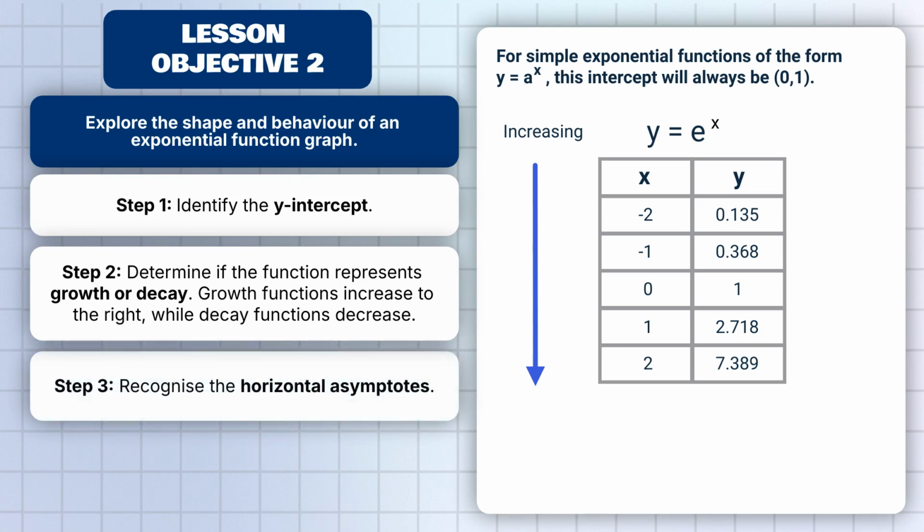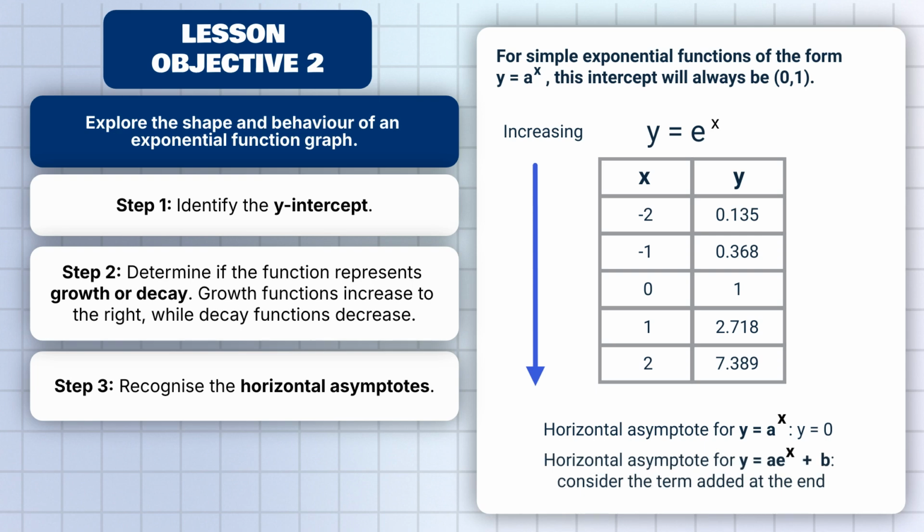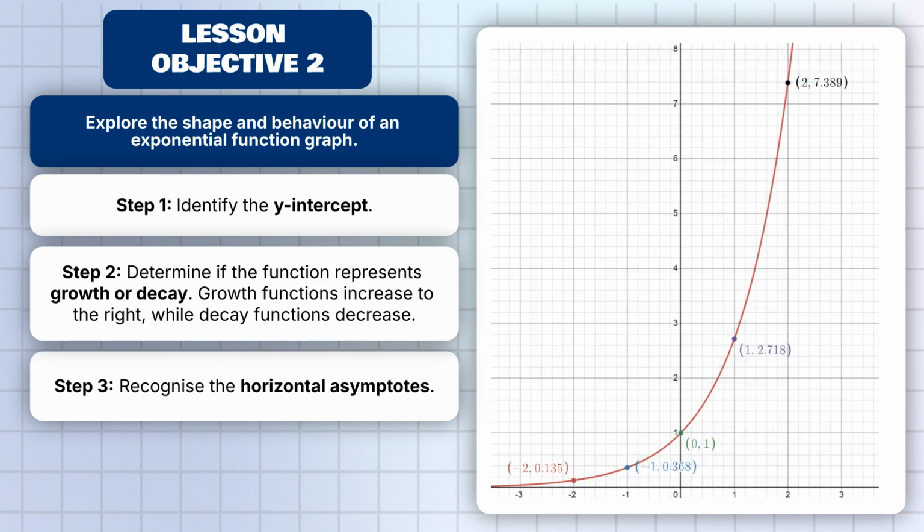Step 3 is to recognize the horizontal asymptotes. For y equals a to the power of x, the x-axis acts as an asymptote. For more complex functions like y equals a e to the power of x plus b, the asymptote shifts, but can be found by considering the term added at the end. With the intercept, growth or decay behavior, and asymptotes in mind, we can plot the y-intercept, as well as additional points, and draw the steep curve in the correct direction. We must ensure that the function approaches but does not cross the horizontal asymptotes.